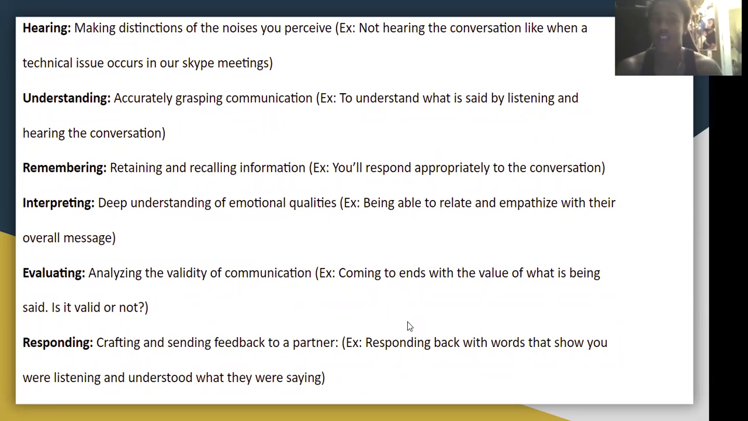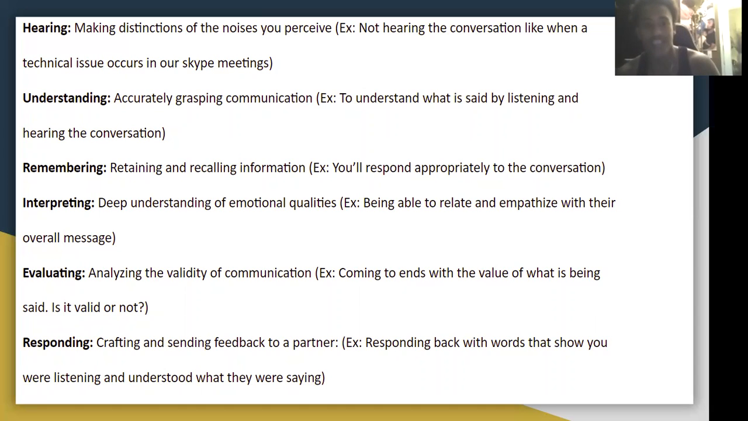Understanding is accurately grasping communication. Example, to understand what is said by listening and hearing the conversation. Remembering is retaining and recalling information. You'll respond appropriately to the conversation. Like if I said the Seahawks were the best football team in the NFL, and then Elizabeth, if I could ask you to quickly repeat what I said. The Seahawks are the best team in the NFL or something.